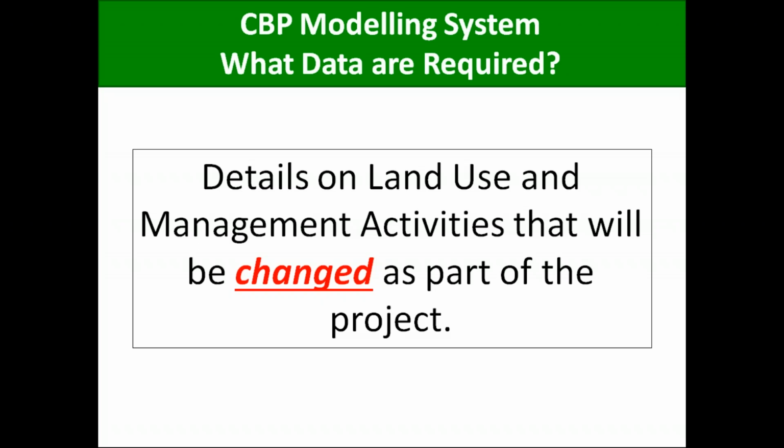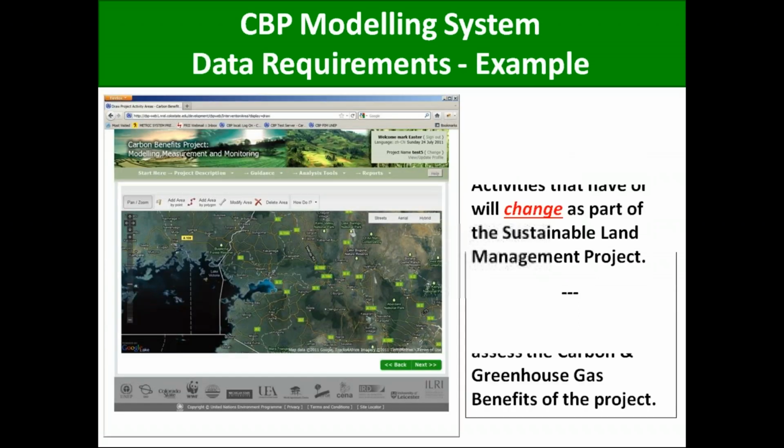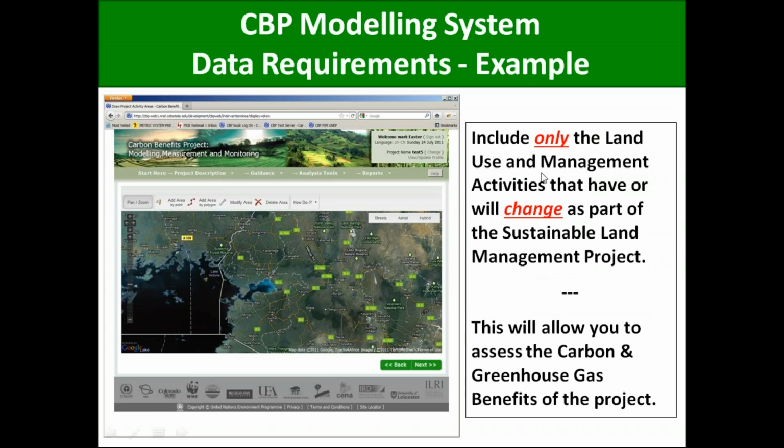If you have a large project area, you don't need to describe everything in that project area if there are areas which your project isn't going to change. So you need to hone in on those areas where your project is actually going to do something and make a difference. Otherwise, you'll find you're describing lots of land management over and over again, none of which is actually going to change. Okay, just to emphasize again, only include those areas which are going to change, and this will allow you to assess the carbon and greenhouse gas benefits of the project.